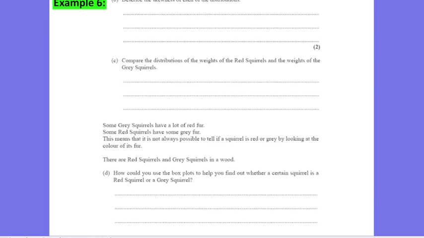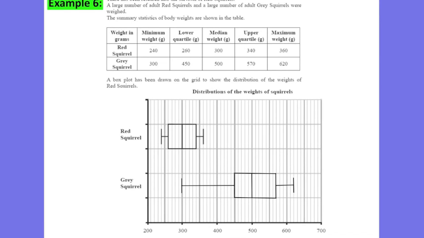We're then asked to describe the skewness of each of the distributions. So taking a look here now, we have the red squirrel and we're looking at the box. We're looking here at Q1, Q2 and Q3. We can see that these are perfectly distributed identically. Here we have 40, here we have 40, the difference. This is a symmetrical distribution.